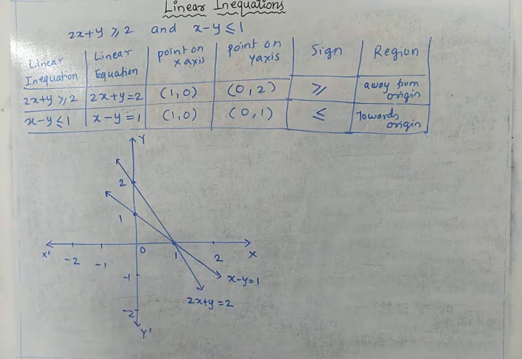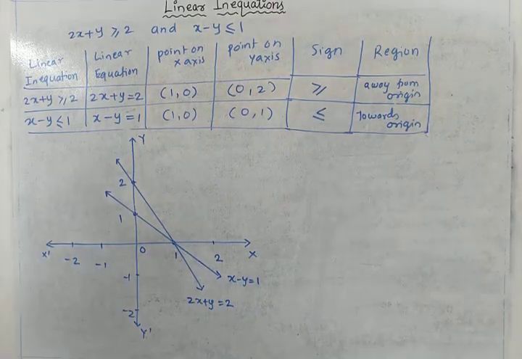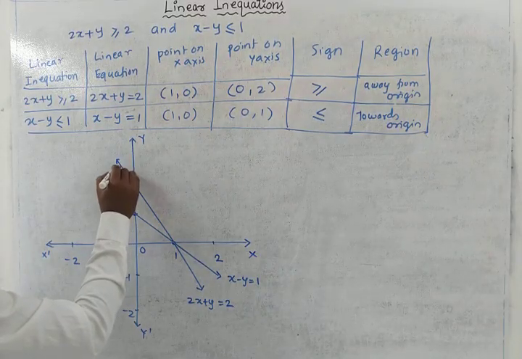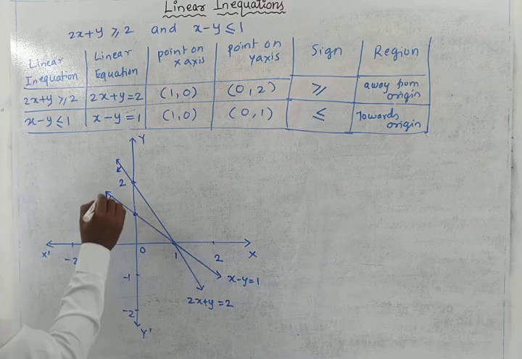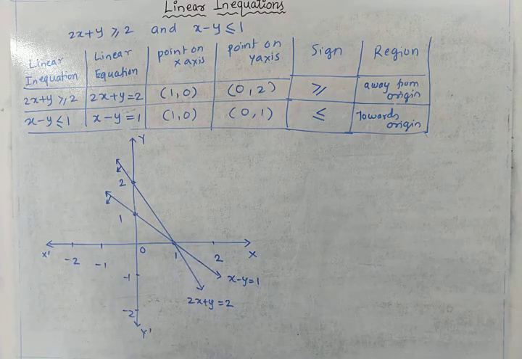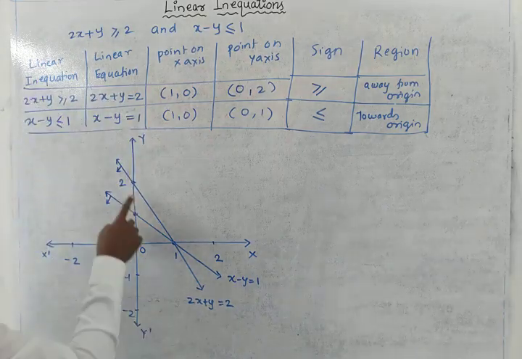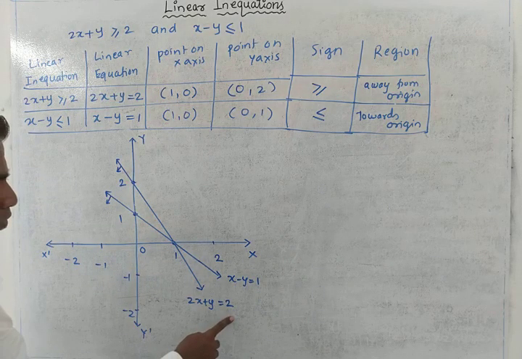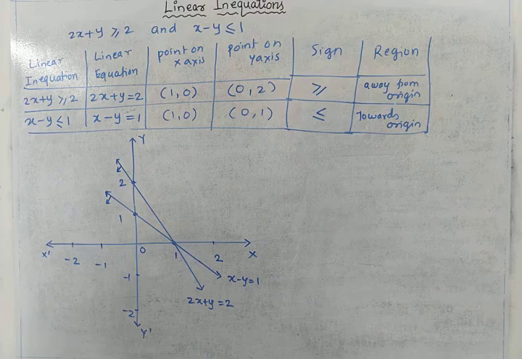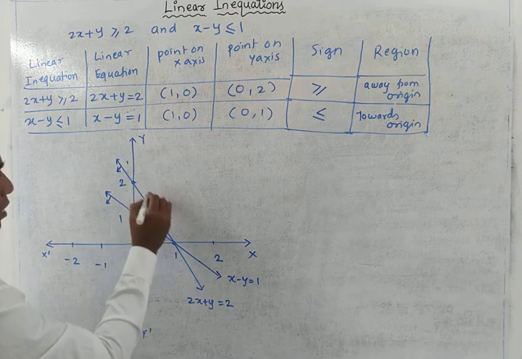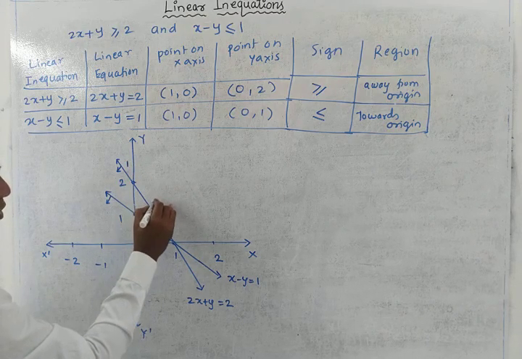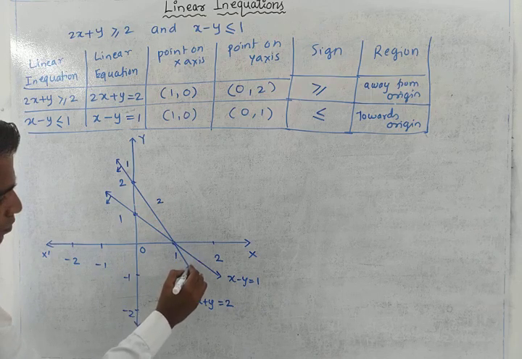Now for these two lines, first we will check which is the face towards origin. So this is the face towards origin. I just mark for these two lines. And now with respect to given sign, we will check that region. So for that first part, region is away from the origin. So line is 2x plus y is equal to 2. So for this line, away from the origin is this one. 1, I just mark that. 1, 2, this 3.